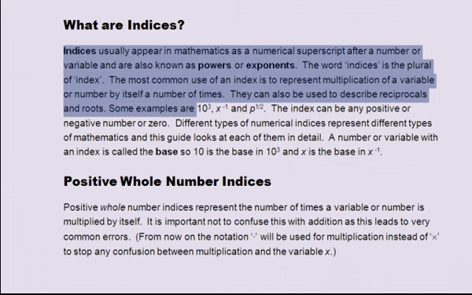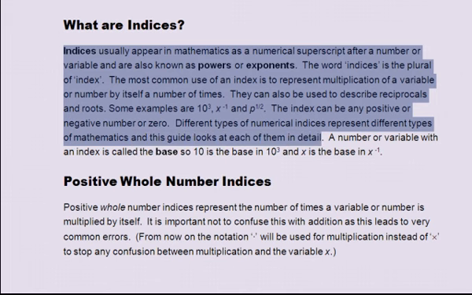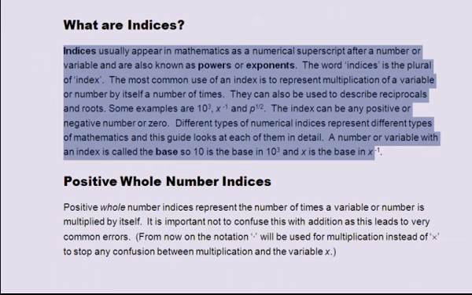Some examples are 10 to the power 3, x to the power minus 1, and p to the power a half. The index can be any positive or negative number, or 0. Different types of numerical indices represent different types of mathematics, and this guide looks at each of them in detail. A number or variable with an index is called the base, so 10 is the base in 10 to the power 3, and x is the base in x to the power minus 1.